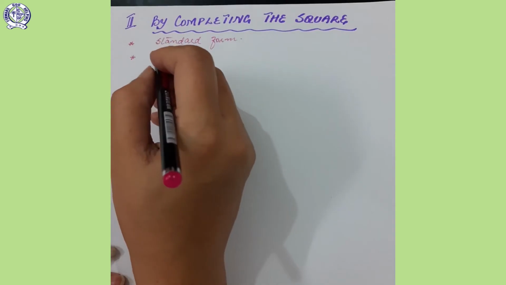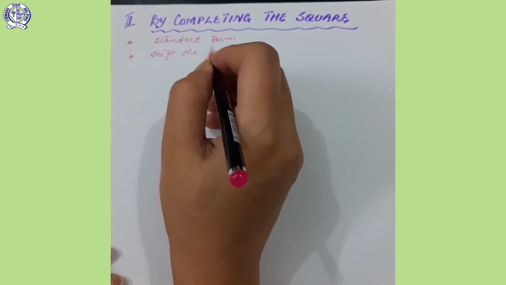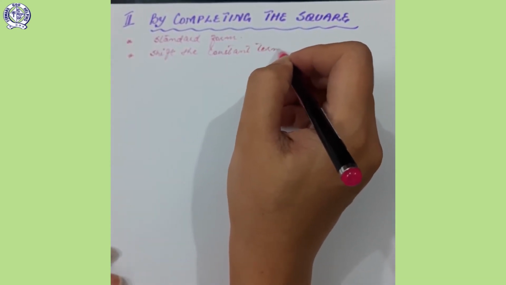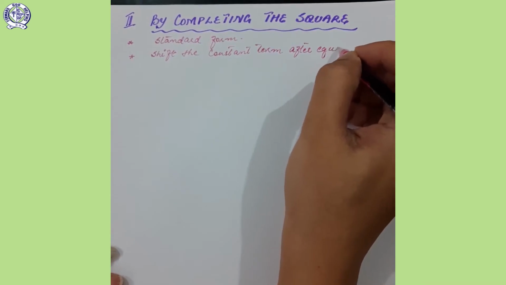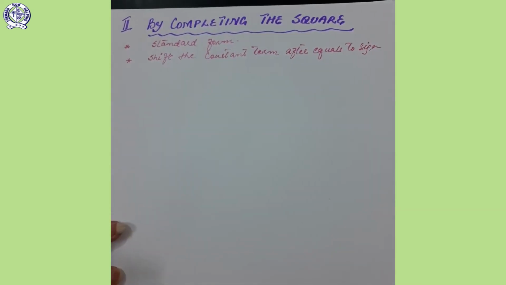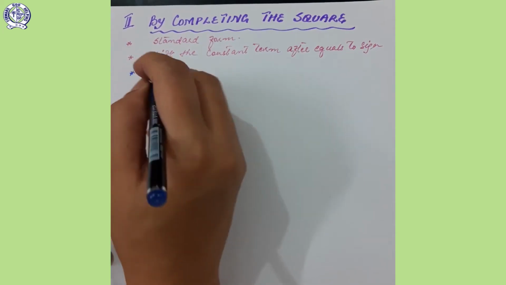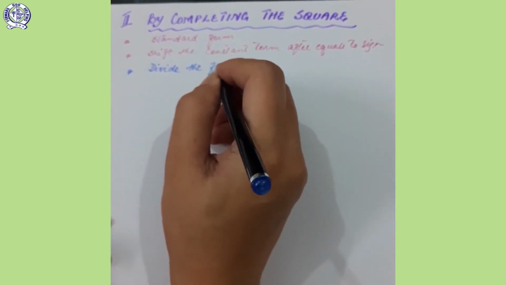And then after writing in standard form, you have to shift the constant term after the equals sign. Okay, shift the constant term after the equals sign, and then you have to divide the first term by the coefficient of x².